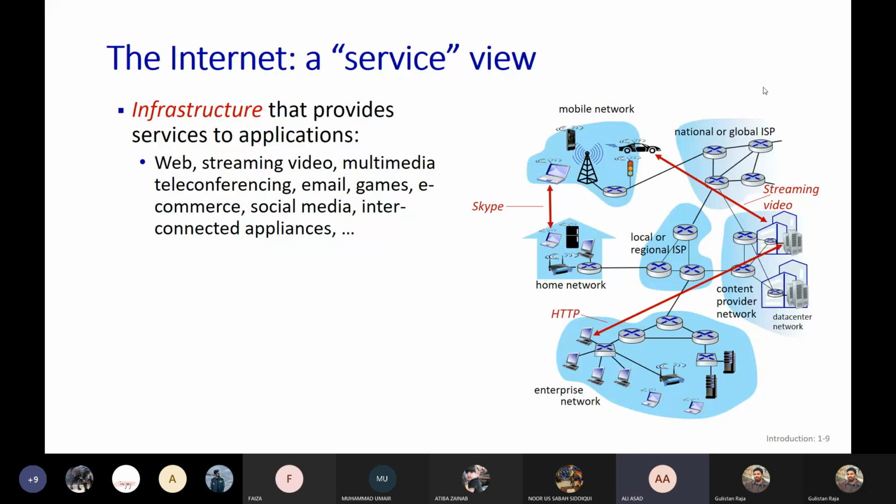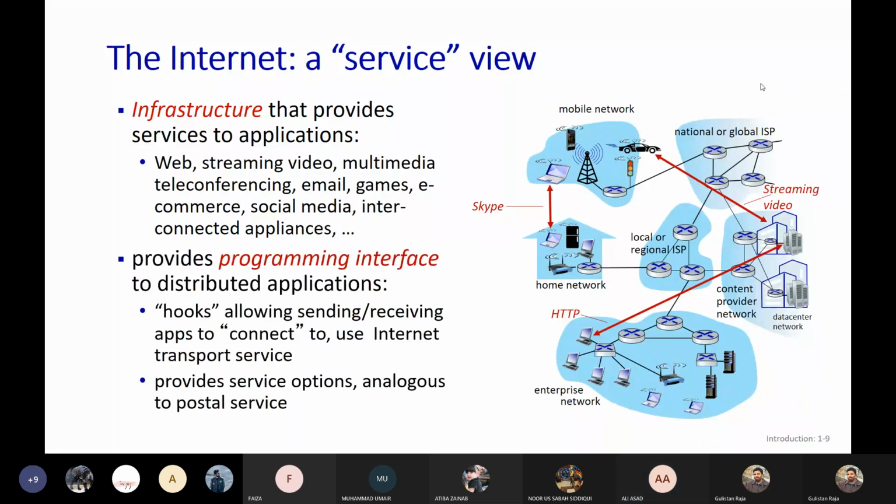Basically that provides the service. Then it can provide a programming interface. Is it okay to everyone?